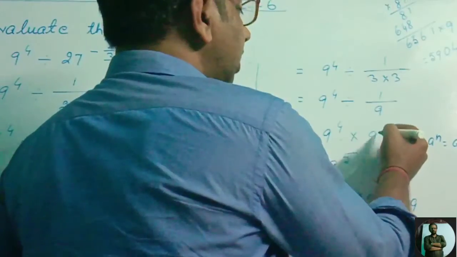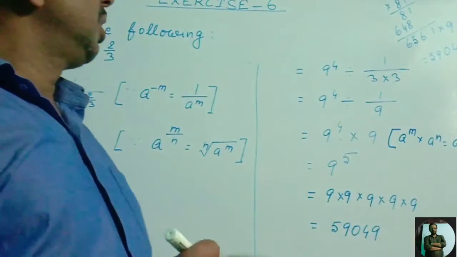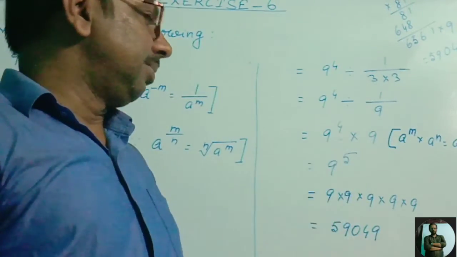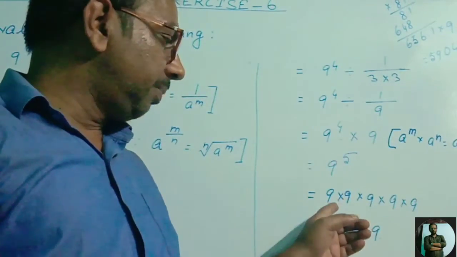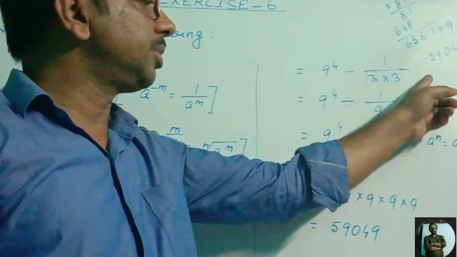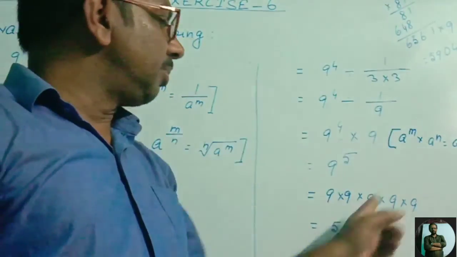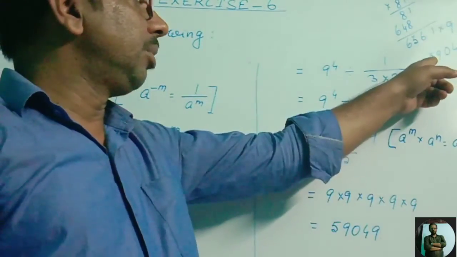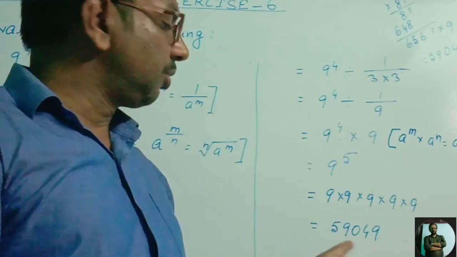Here is 1, the power is 1. So the base is the same, 9, so the powers will be added: 4 plus 1 equal to 5. 9 to the power 5. Now we simplify this. I wrote 5 times 9, and this multiplication is done here in the rough space. 5 times of 9 will be equal to 59,049. This will be the answer.